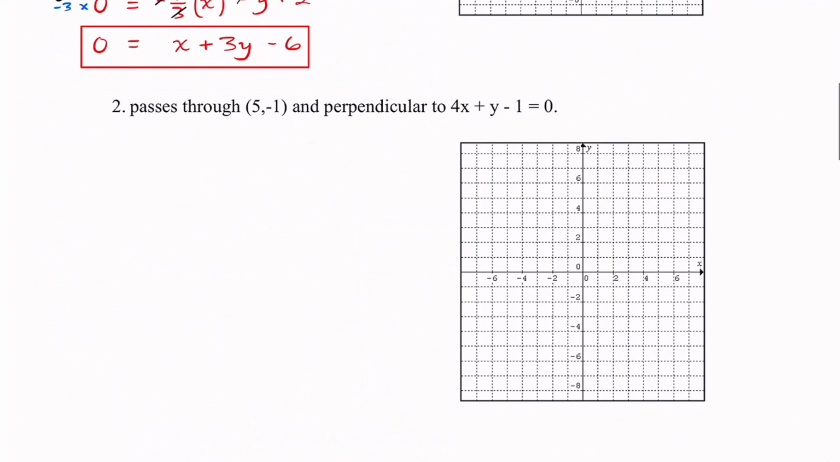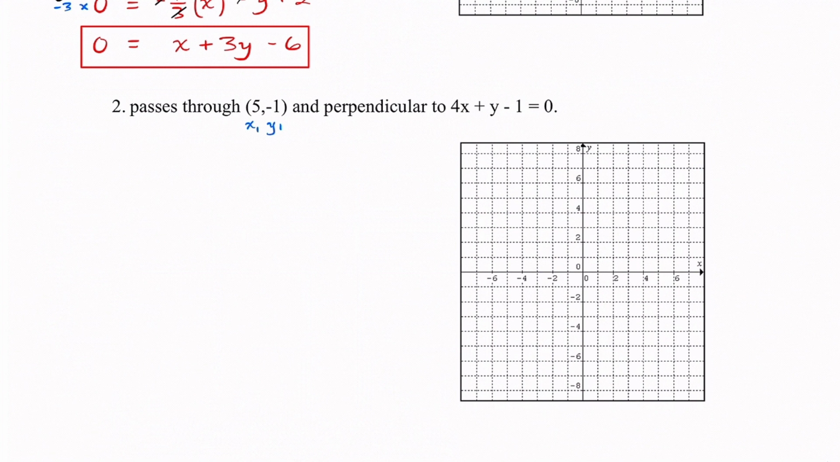And we got some different information for this one. So it says it passes through the point 5 and negative 1. So they give me a point. I'm going to label it x1, y1. Always label your points. And then it says it is perpendicular to 4x plus y minus 1 equals 0. So we've got to find a point and we've got to find a slope. Now we already got a point, so I'm done with the point. I just got to find a slope.